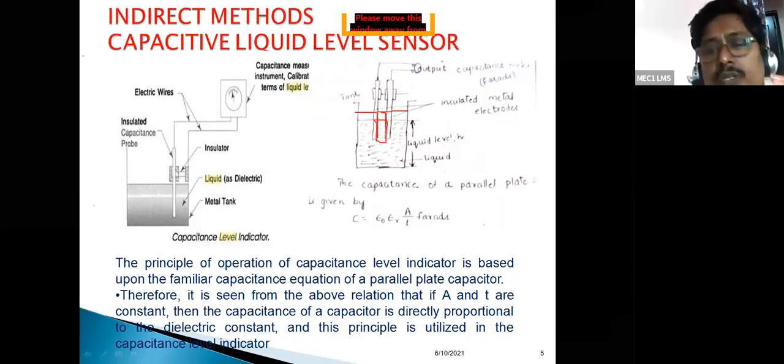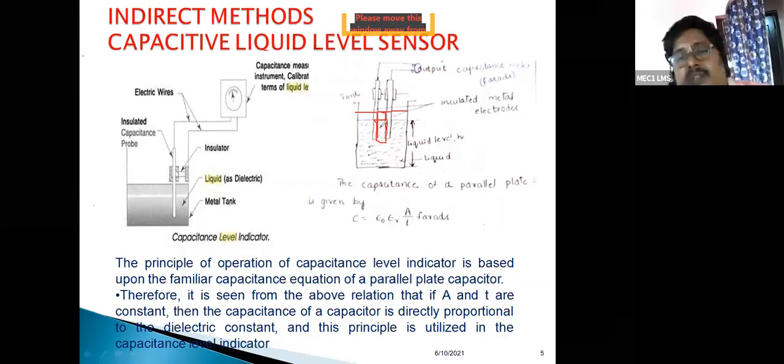Okay, Mr. Shyam Sundar. And what area is considered here? Here, the area is constant. There is no change in the area.